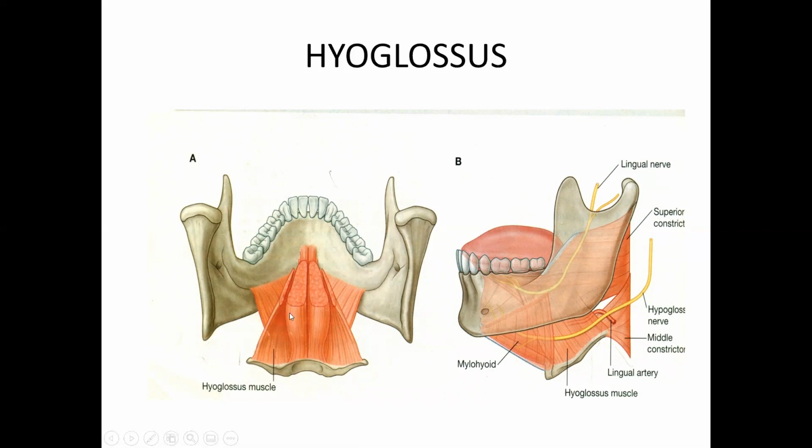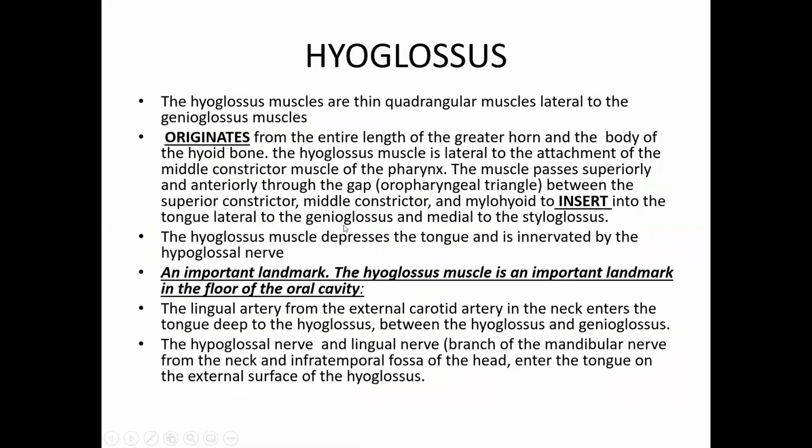The styloglossus muscle will come shortly, I will show you. Okay, so what is the function of this muscle? It depresses the tongue, and it is innervated by the hypoglossal nerve. We have the hyoglossus muscle.